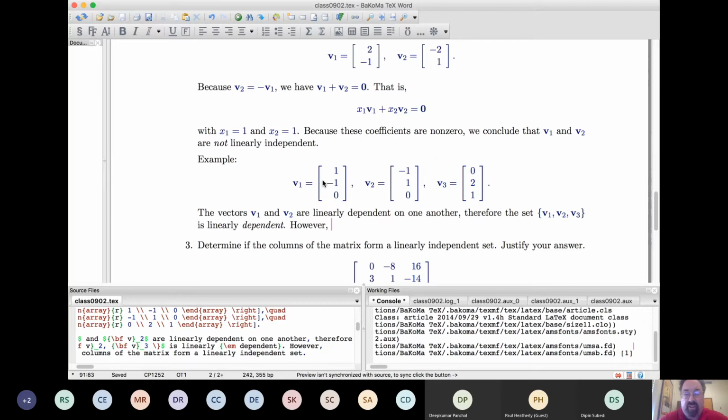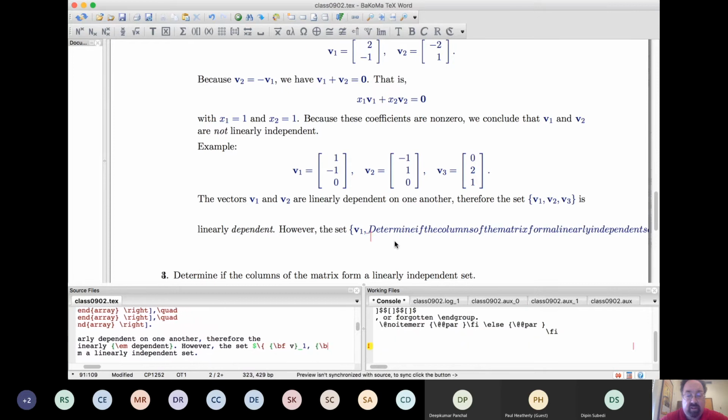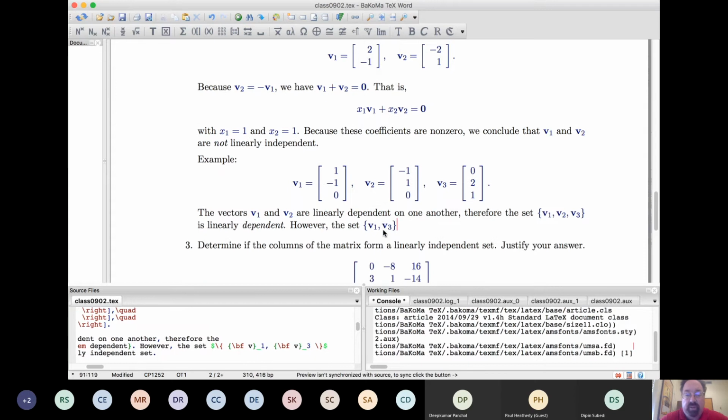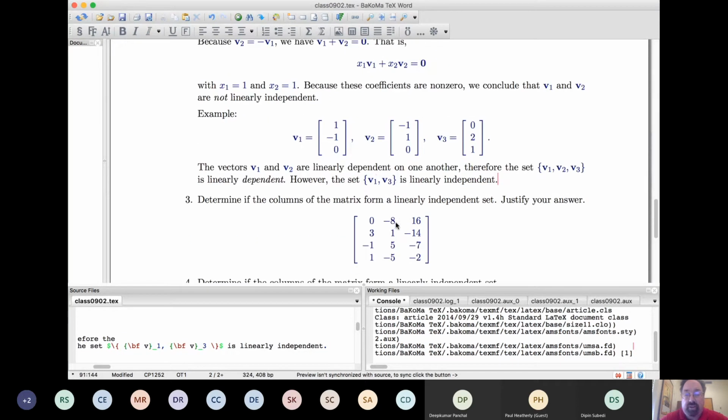Is it possible to multiply this vector by some number, scaling it, to get this one? Well, it's definitely not possible, because if I take this vector and multiply it by any number, the third component's always going to be 0, whereas it's not here. So this set of vectors, v1 and v3, or if I'd chosen v2 and v3, that one is linearly independent.